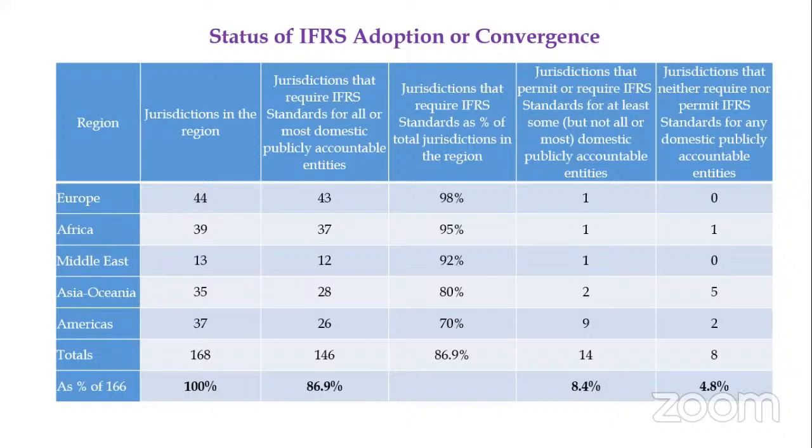I'm repeating one more time. Out of 168, 160 countries accepted IFRS, partially or fully. Hence, it is known as a globally accepted standard. Hence, it is known as a global language. The remaining 8 countries which I have listed here are jurisdictions that neither require nor permit IFRS standards for any domestic publicly accountable entities. Only 8 countries are there. Out of that, even India is there. I'll brief you on that later.